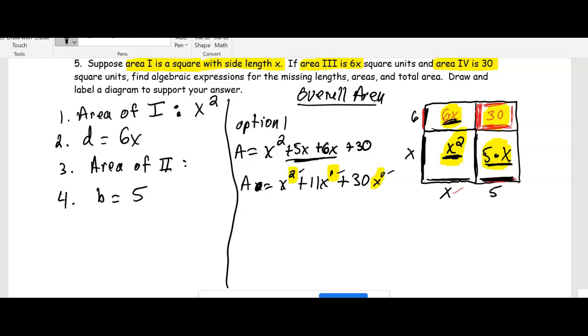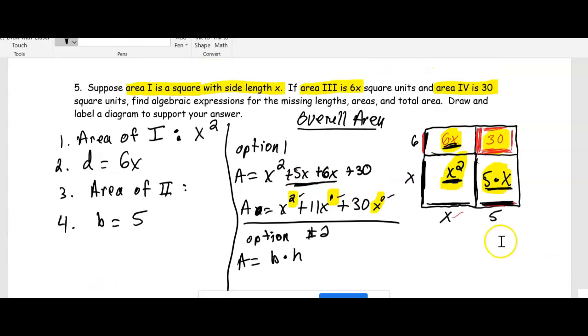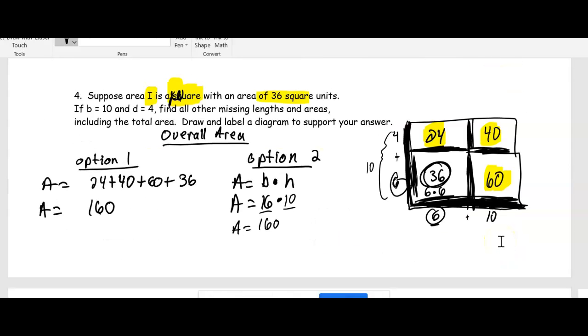Okay. Now, we also had option number 2, right? Option number 2 is to just take the big base and multiply it by the big height. So again, don't overthink. Don't think it's anything different than what we've been doing. If I go back to the previous problem, this big base was just the sum of the two terms along the bottom. The big height of 10 was nothing more than the sum of the two smaller heights along the side. So we are adding those two values together.